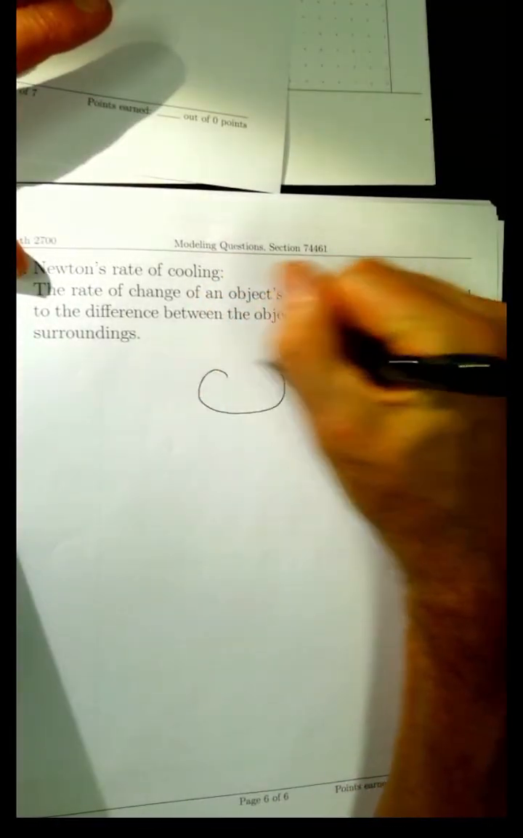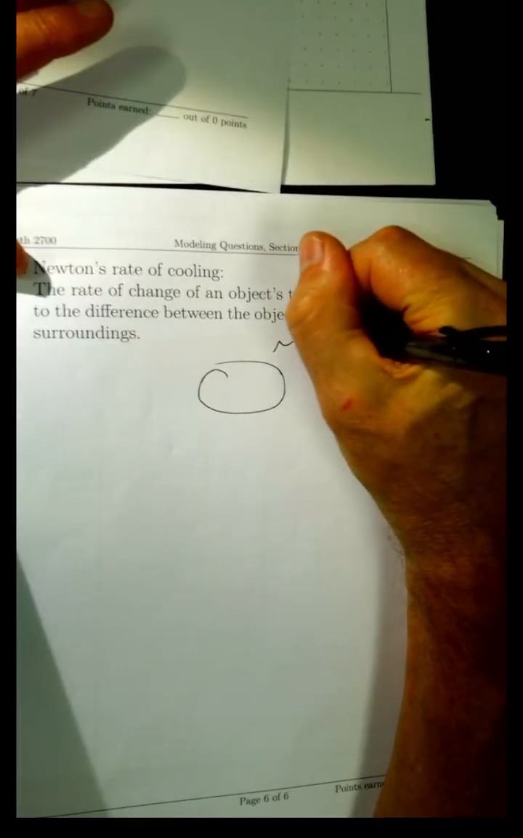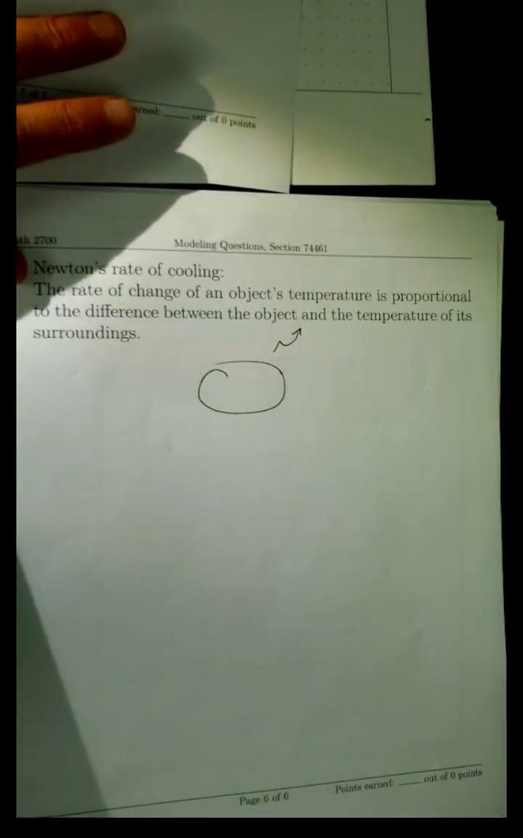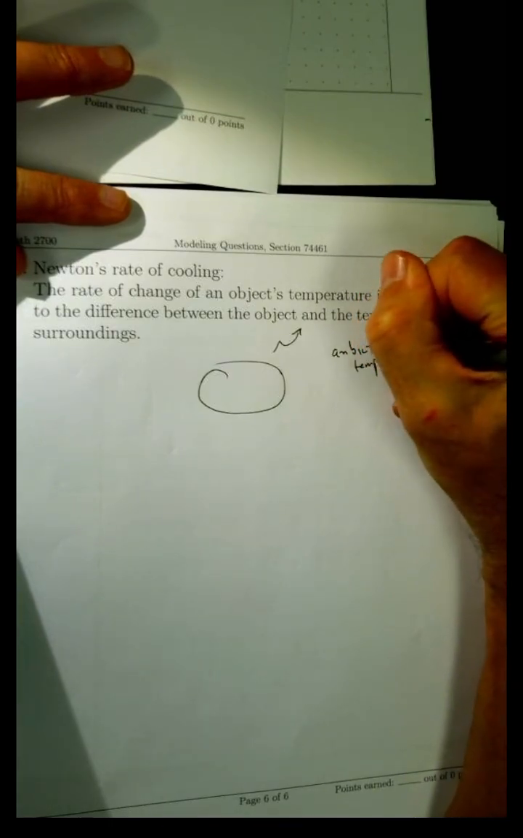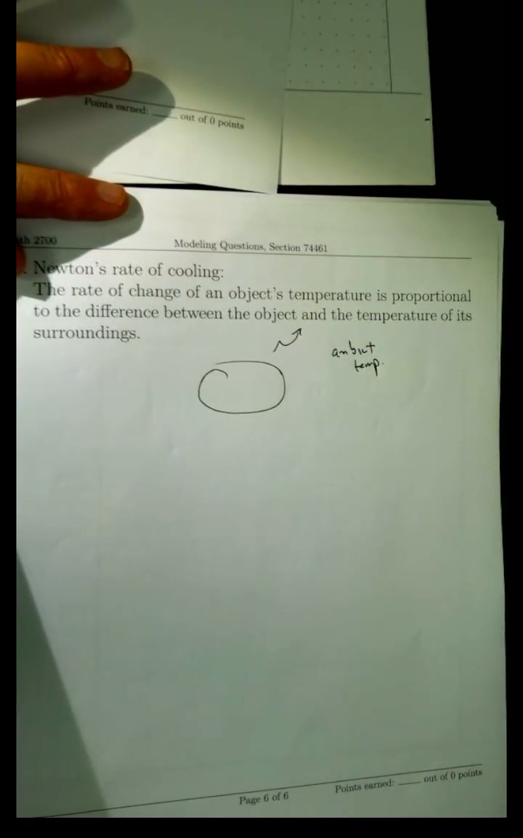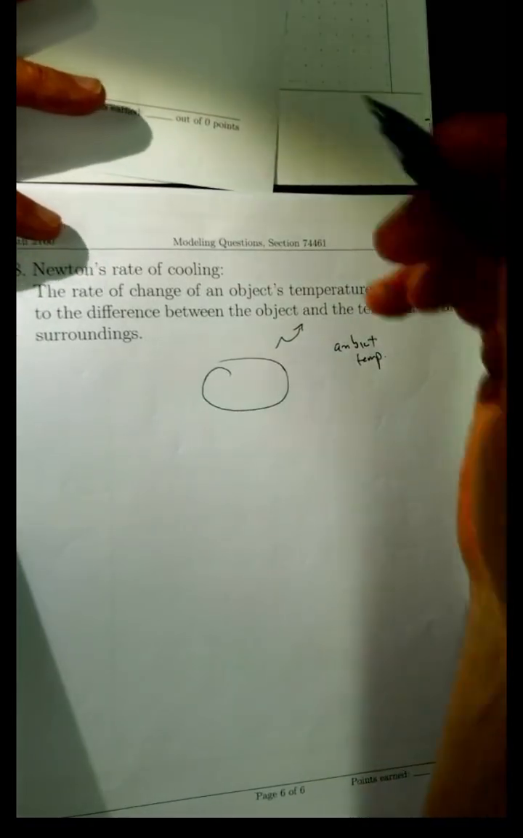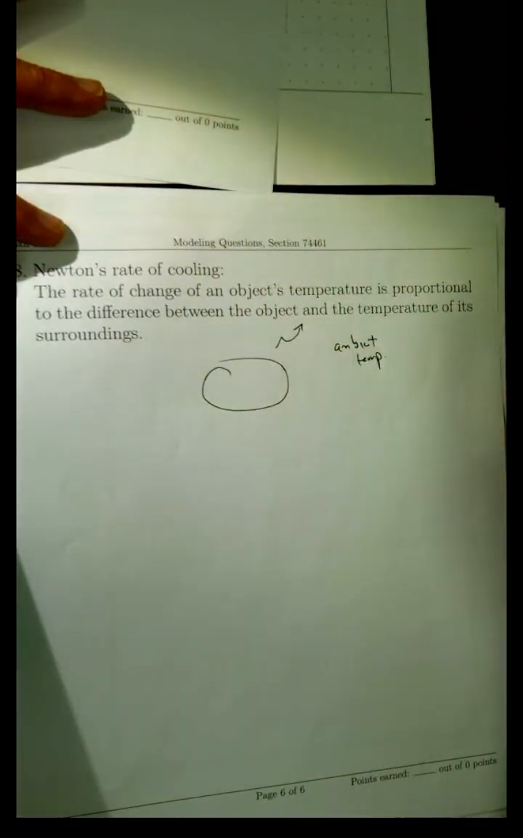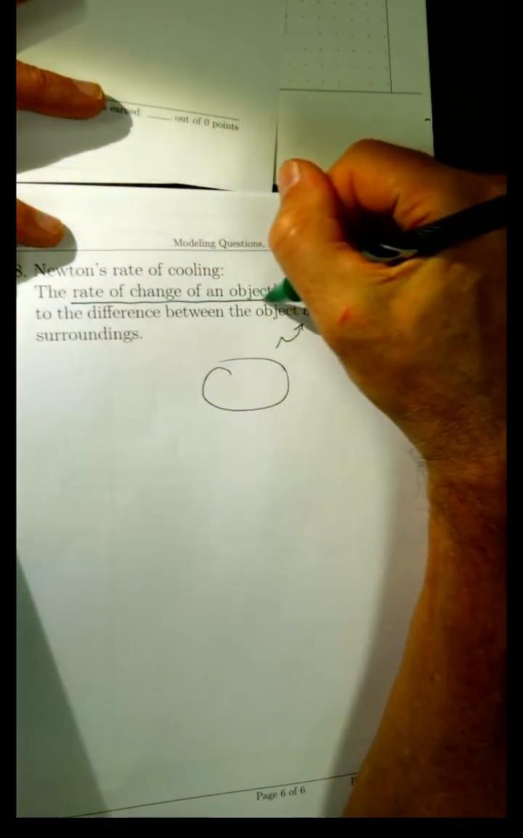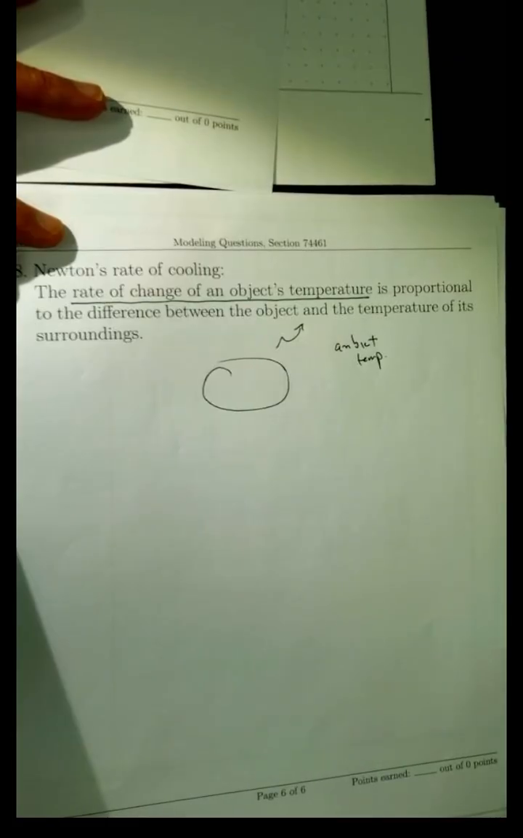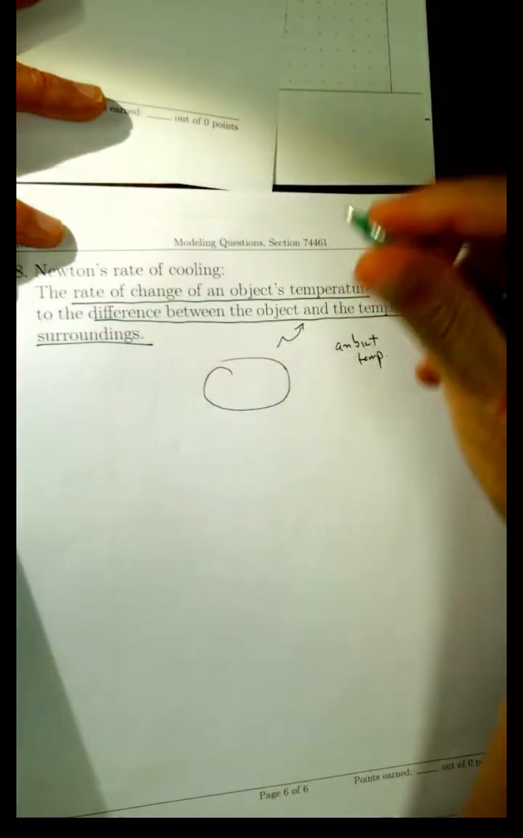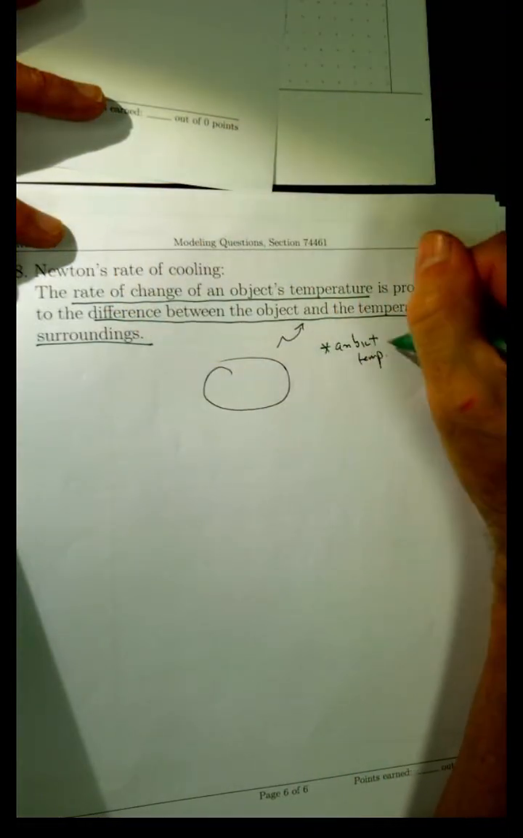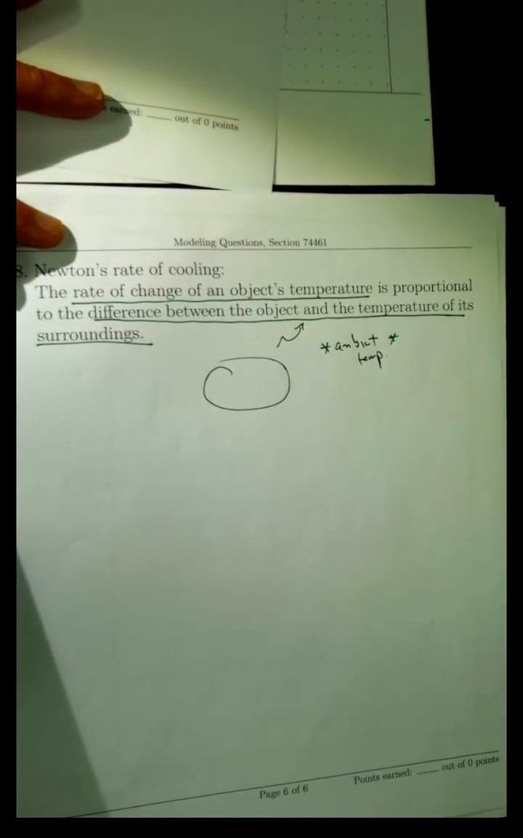So the idea is you've got some object and its temperature is going to change. It's going to want to reach equilibrium with the outside temperature. And so the idea behind Newton's law of cooling here is we're looking at the rate of change of the object's temperature and the difference between the object's temperature and its surroundings. And the surroundings temperature is going to be called the ambient temperature.